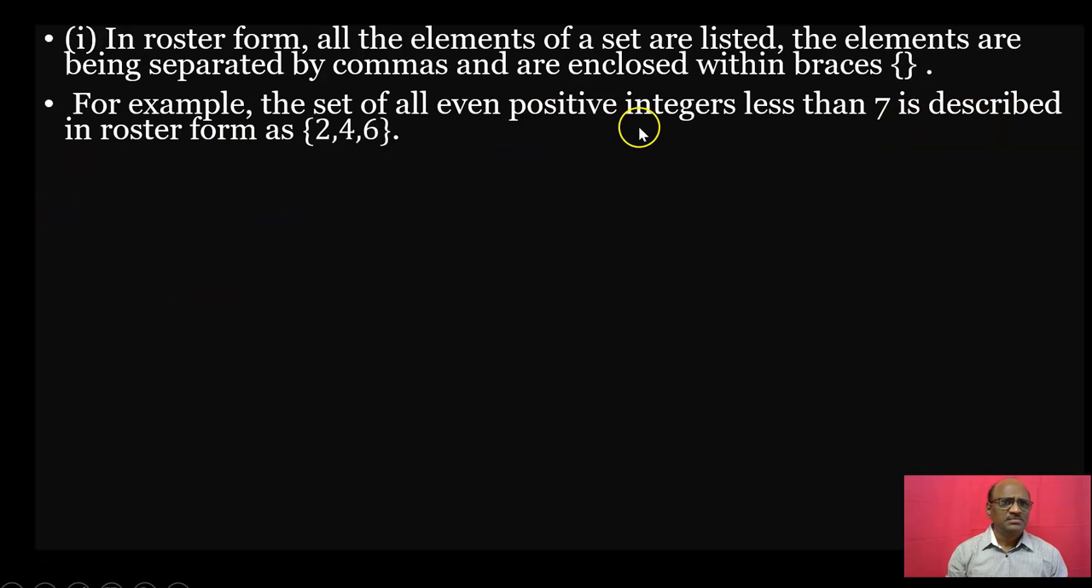For example, the set of all even positive integers less than 7 is described in roster form. What type of numbers? Even, positive, less than 7. Therefore, {2, 4, 6} in roster form. That is, we take the list of elements.